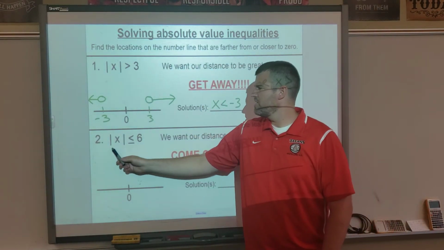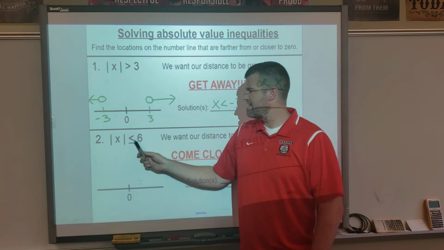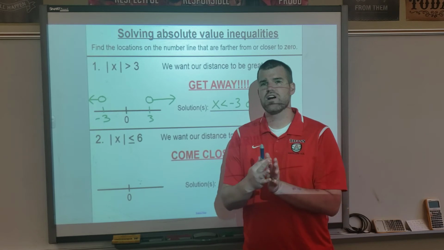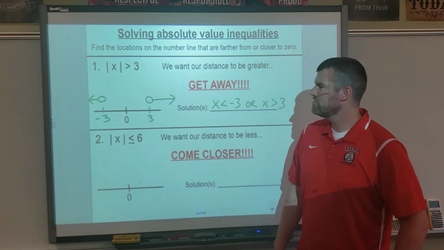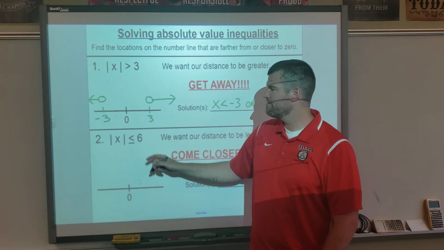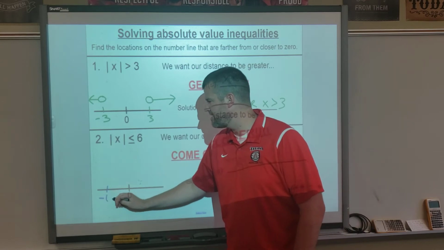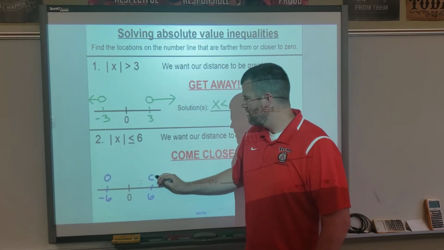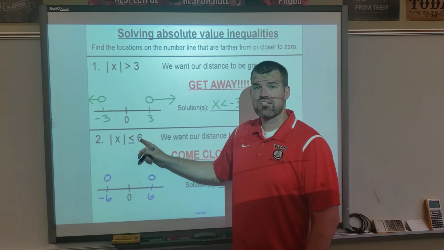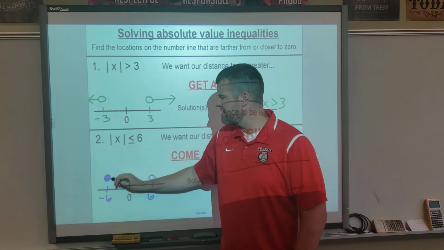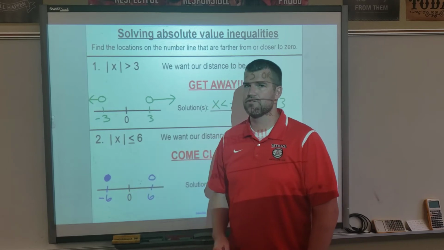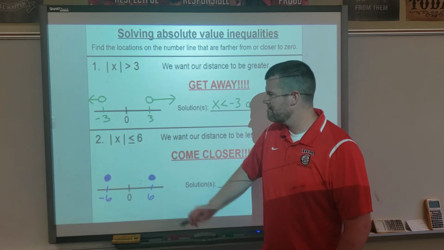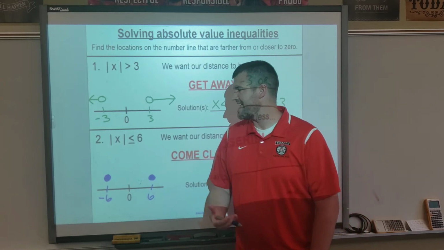If our absolute value is less than, or in this case less than or equal, that means we want our distance to be smaller. We want to come together. So I'm going to go to the 2 points that have an absolute value of 6, which are -6 and +6. I'm going to put my circles. This time though, we can equal 6. So -6 is equal to an absolute value of 6. +6 is also equal to an absolute value of 6. So those are part of our solution set.